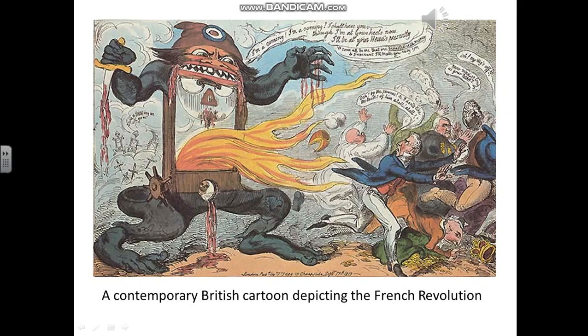Now the first slide we're going to look at is a contemporary British cartoon depicting the French Revolution. Contemporary, as you know, in this context means it was produced at the time, so sometime between 1789 and 1793. And here the French Revolution is portrayed as a monster consisting of the guillotine, the method of execution used, together with a French revolutionary on the top wearing a hat symbolising that, and he's saying, "I'm coming, I shall have you though I am at your heels now, I'll be at your head presently."